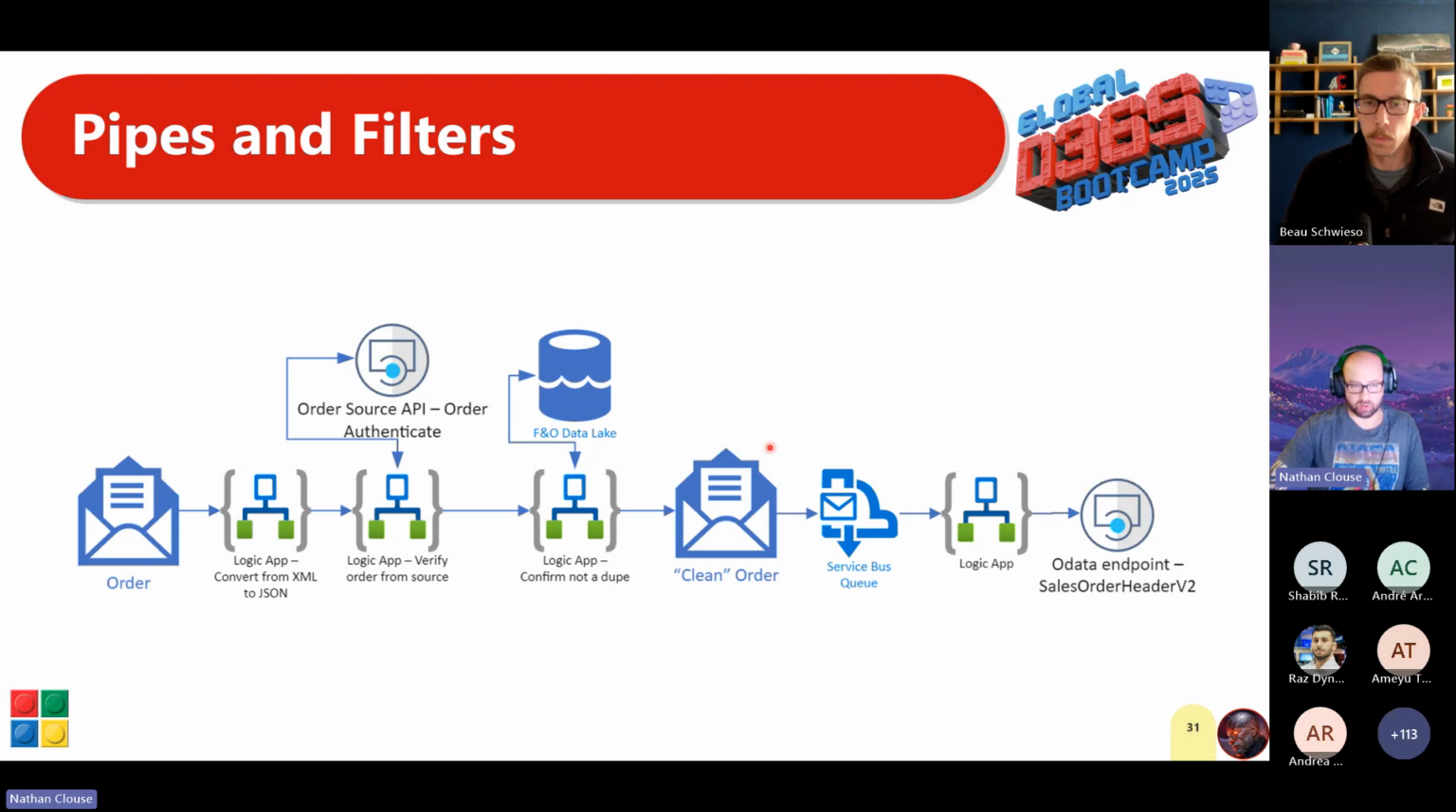At this point, we've got a quote unquote clean order, just meaning it's an order that has passed a few different things, whether it's a utility check or some other order validation. And now we've got a clean order. We can drop that off in a Service Bus queue, and then again, have a Logic App process that into our OData endpoint.